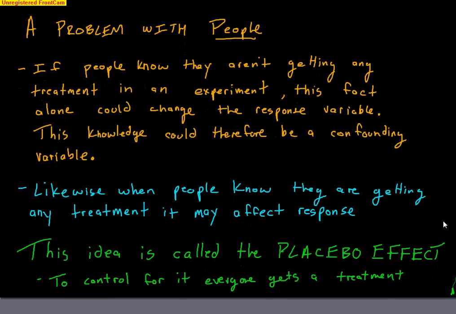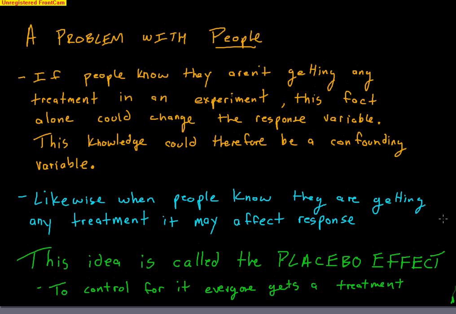Okay, now when we work with people, we have a very interesting problem. Now, if people know they aren't getting any treatment in an experiment, this fact alone could change the response variable. This knowledge could therefore be a confounding variable. Let me give you an example. If I bring in a group of people and half of them are going to get vitamin D and the other half are not going to get vitamin D, and I openly tell the group of people that is not getting vitamin D, sorry, you're getting nothing, that fact alone might make them upset, it might make them feel depressed, and then all of a sudden the length of their cold is extended because of that simple fact.